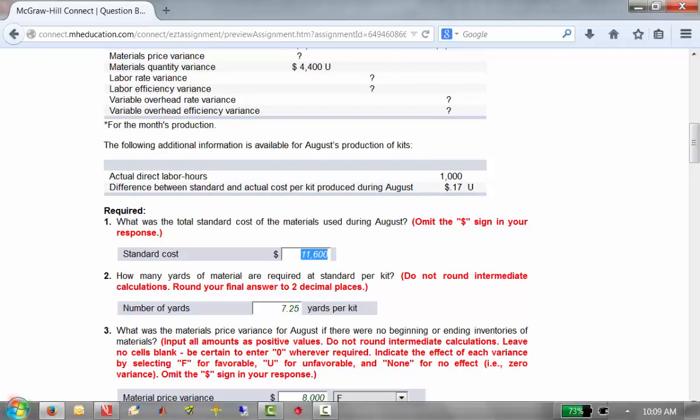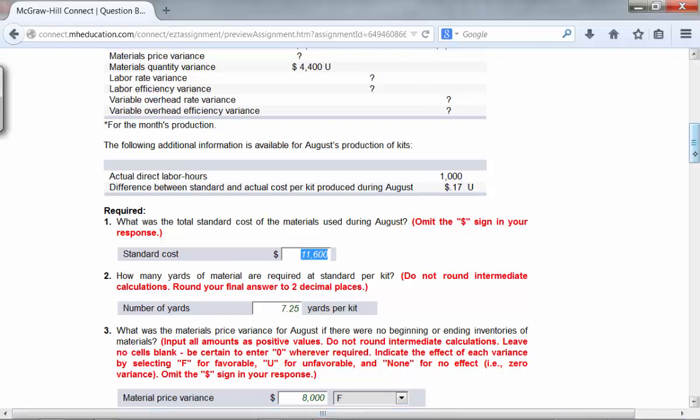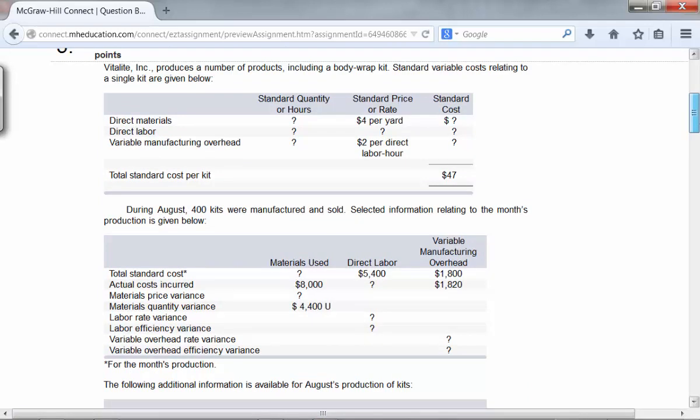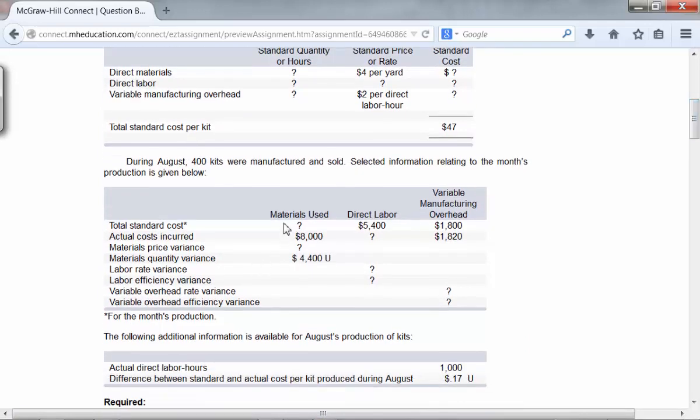So we can do that. Let's figure out though, which one of these question marks they are asking for. They're asking for this one right here. They made 400 kits. This is the actual output. And the question is, what's the total standard cost of materials used during August? In other words, to make the actual 400 kits, what should it have cost them in terms of just materials?